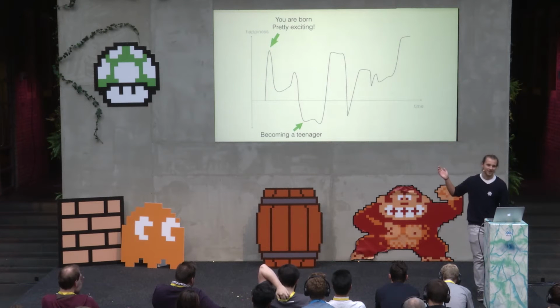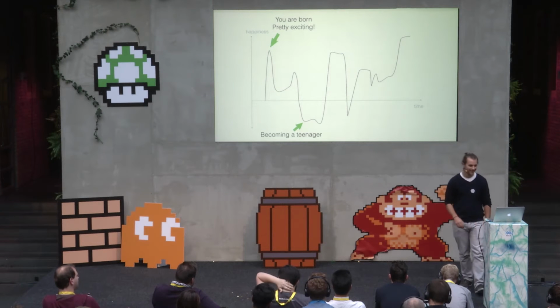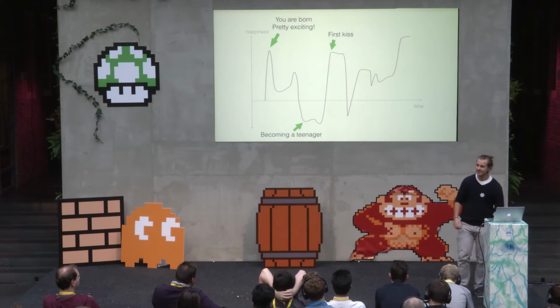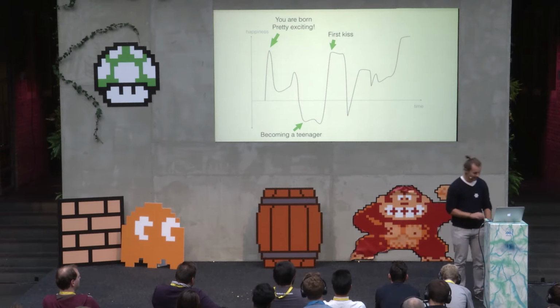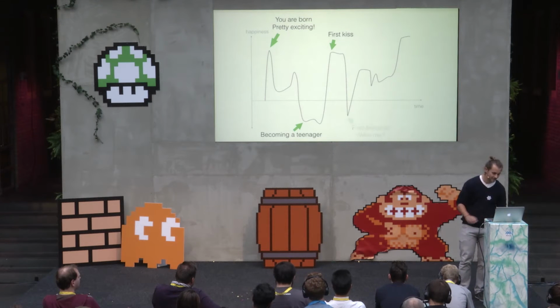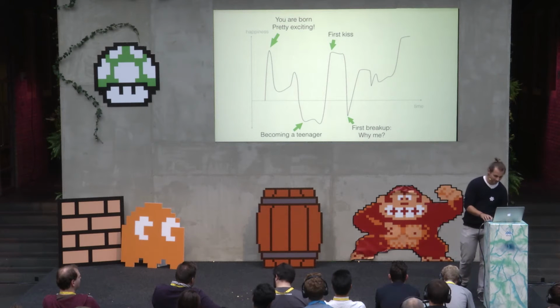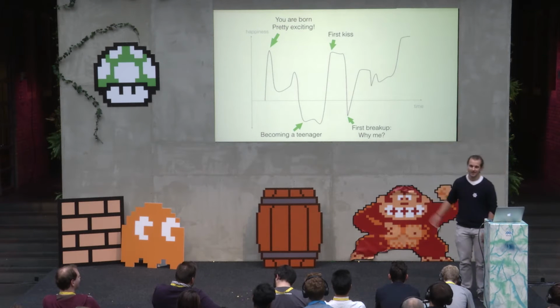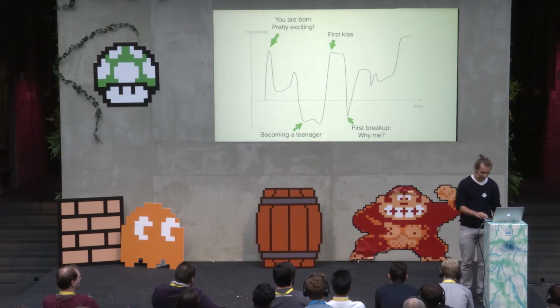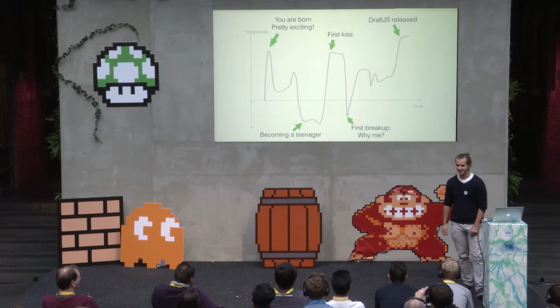You become a teenager, which is a harder time. Usually you have your first kiss, which is super amazing. And right after your first kiss, obviously your first breakup, you think like, why me? Pretty sad, then life continues. It has its ups and downs. As developers, I noticed we have a pretty good life. Most people are quite happy. And then Draft.JS was released.